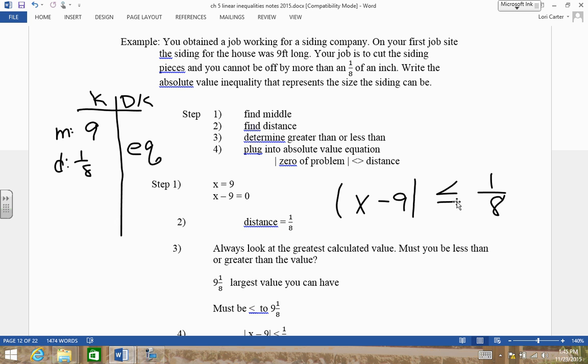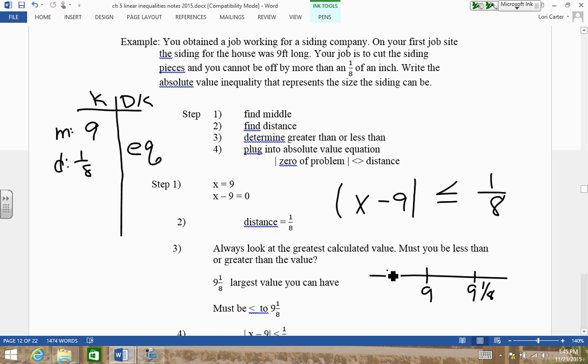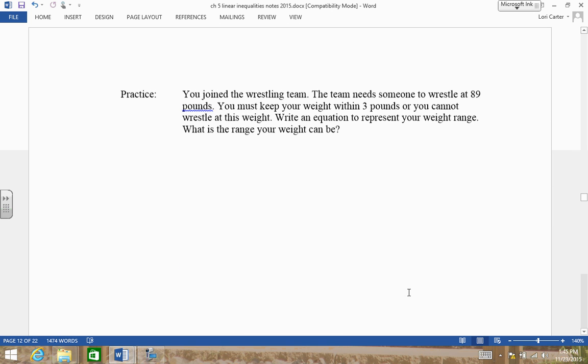You can draw the picture if you want, like your number line. If the pictures help you, you put 9 in the middle. I can be 9 1/8 this way. If I subtract 1/8, I'm at 8 7/8. If that helps you, put your middle in and put your distances, and then you can go. You don't have to, but you can. Good? Okay, you guys are on story problems. Get yours done.